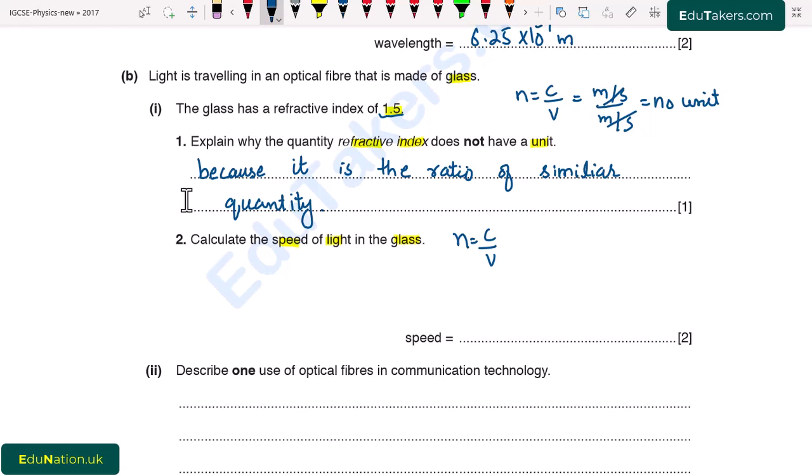So I can easily find the value of the speed of light, which is v equal to c over n, where c is 3.0 × 10^8 divided by n, which is 1.5. So the value of v comes to be 2.0 × 10^8 meter per second. So I write here speed is equal to 2.0 × 10^8 meter per second.